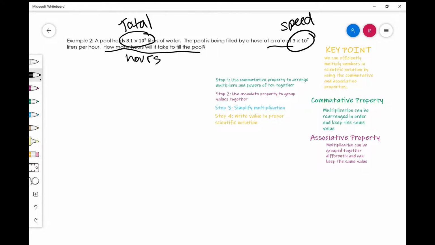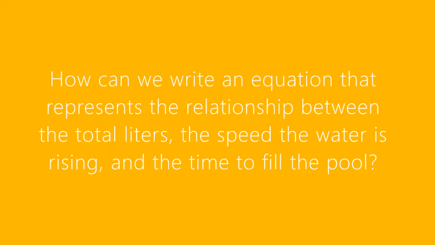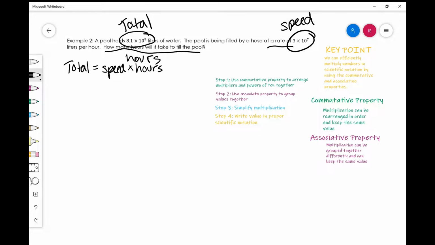So how can I write an equation that represents the total, the speed, and the hours that we have? I can have the total amount of water that the pool holds equal to the speed that we fill our pool at times the hours it takes to fill the pool. My total, 8.1 times 10 to the 9th, is going to be equal to my speed, which is 3 times 10 to the 7th power, times the hours it takes, which we don't know. We can represent hours using the variable h.